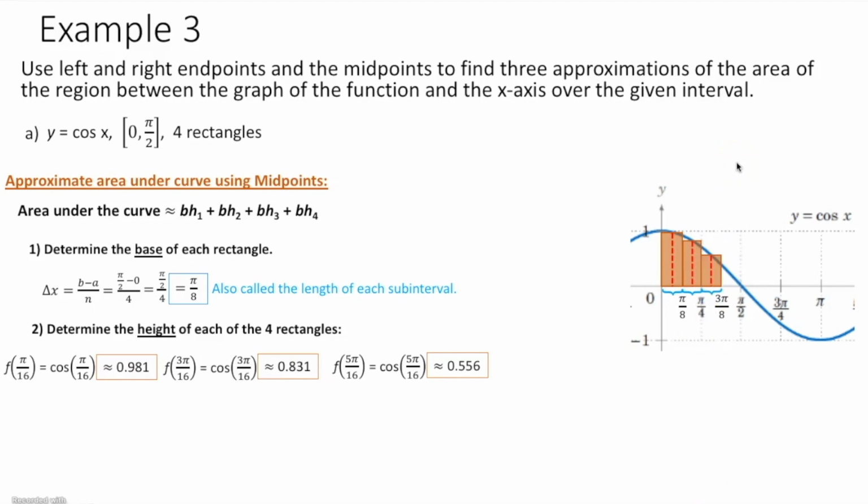Which is going to be the height of my third rectangle, and the height of my fourth rectangle based on the interval from 3 pi over 8 to pi over 2, I need the midpoint, which is 7 pi over 16. Plug that in for cosine. I get 0.195. That's going to be the height of my fourth rectangle.